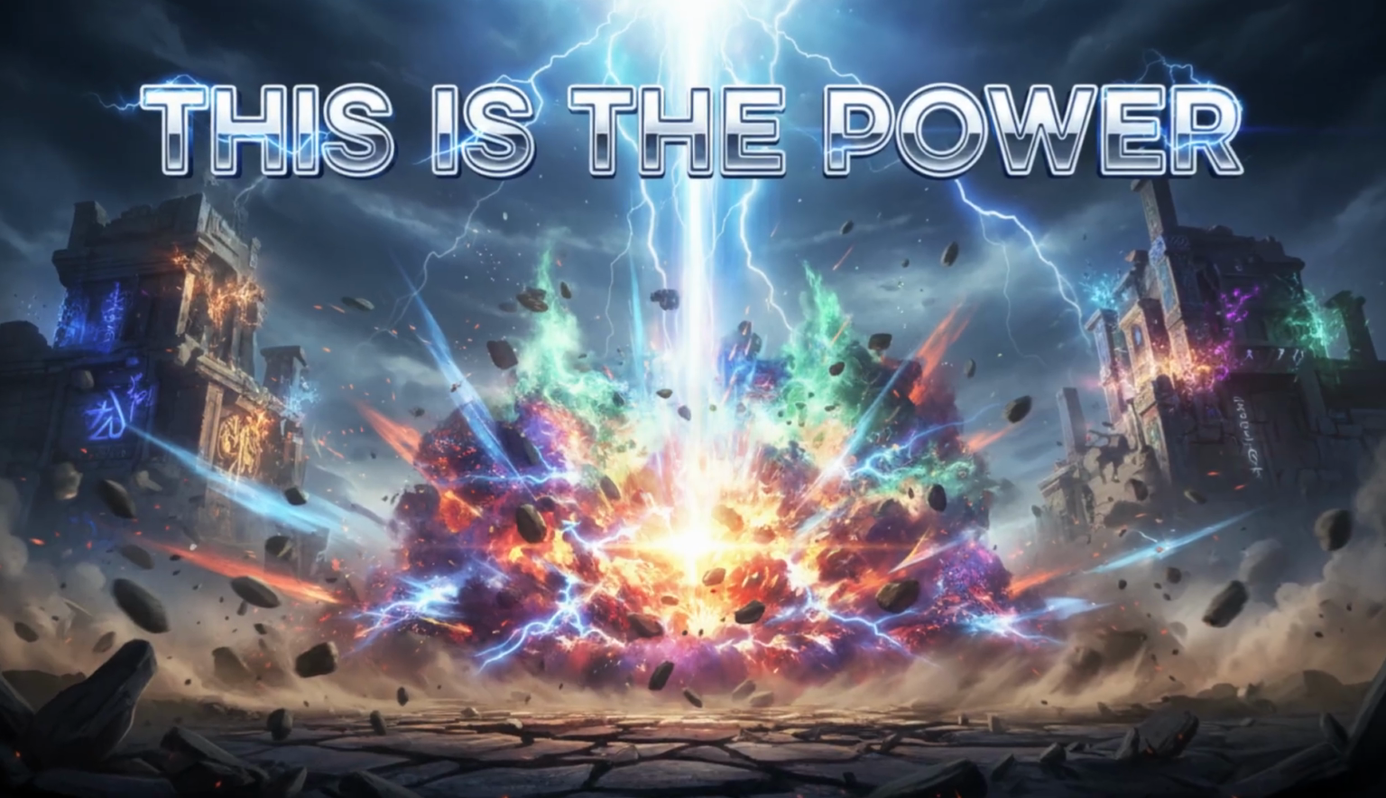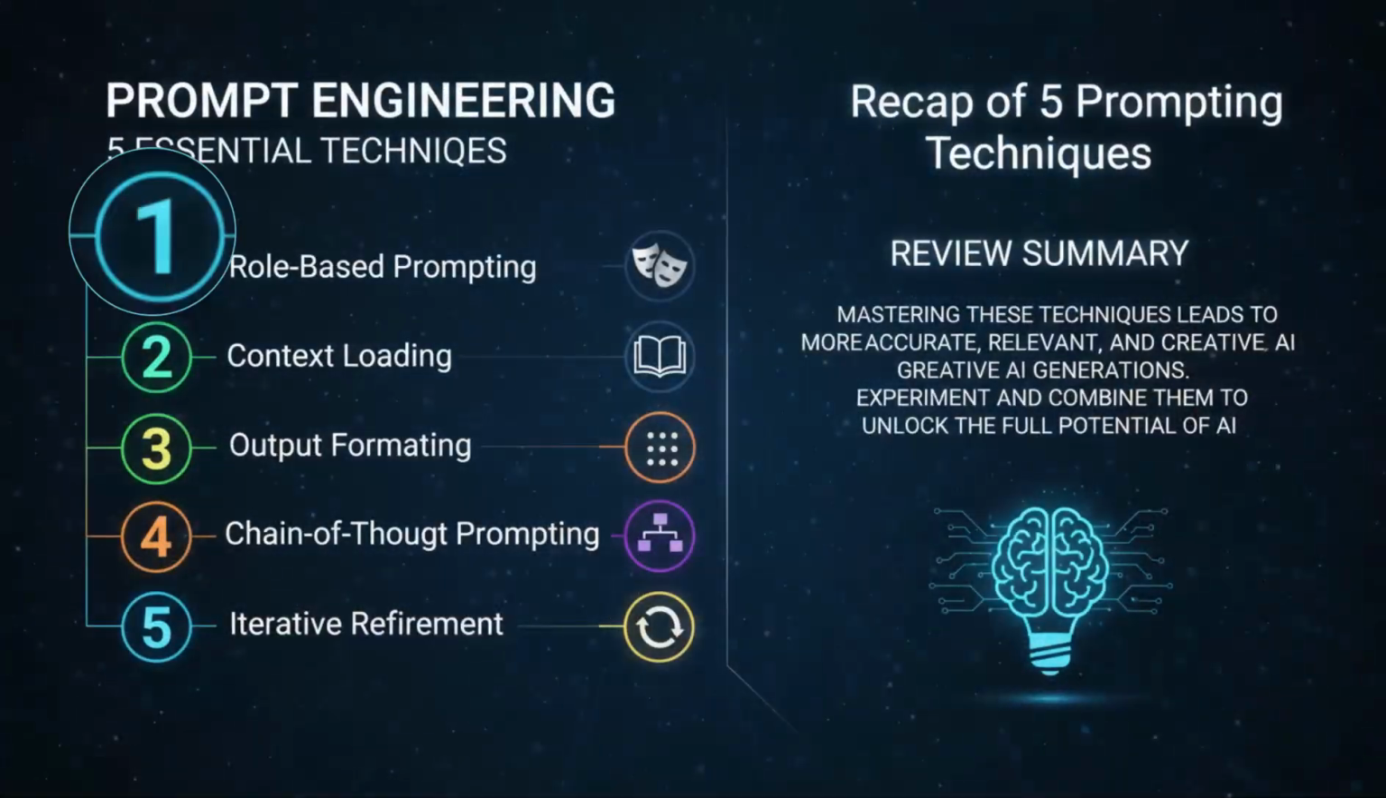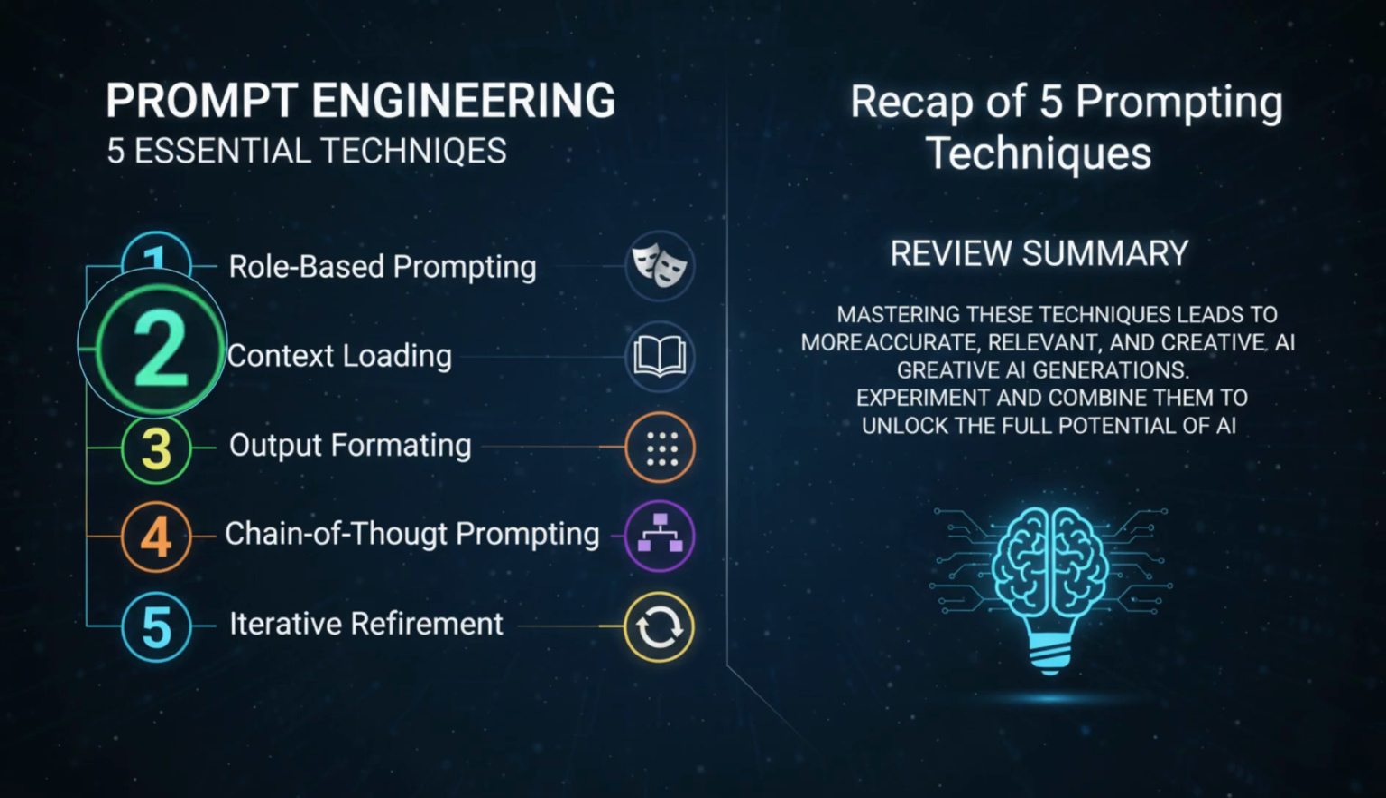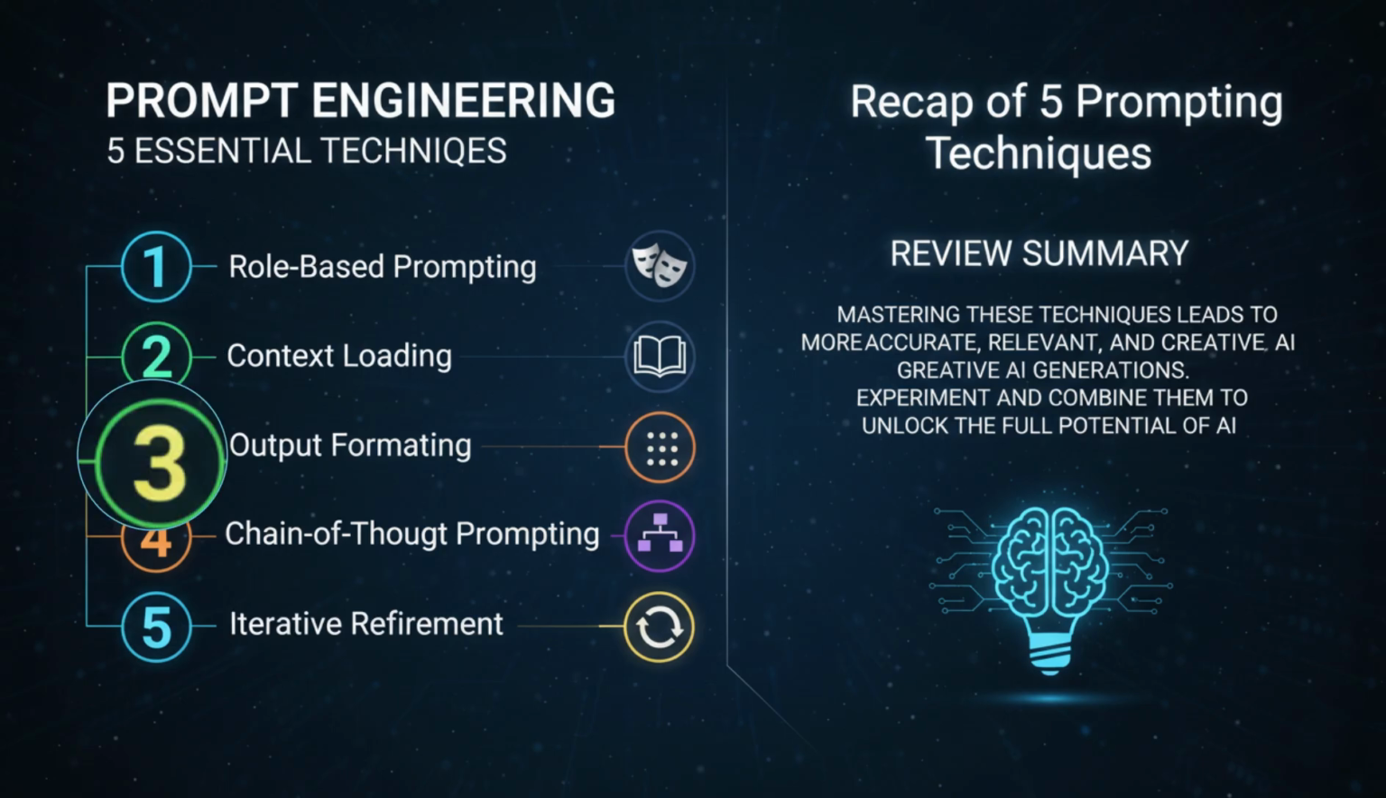Let's review what you learned. Technique 1. Assign AI a specific role with relevant expertise. This sets the perspective and knowledge level. Technique 2. Load your prompt with context. Give AI the background information it needs to provide relevant answers. Technique 3. Specify exact formatting. Design the structure before you prompt.